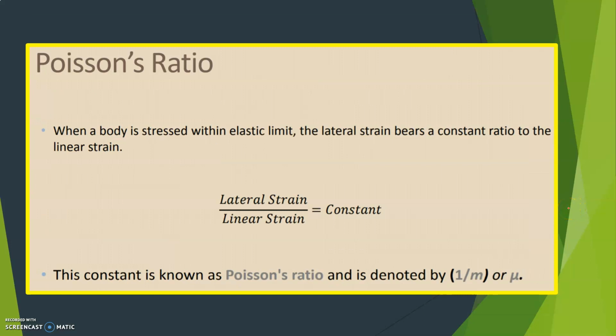Then Poisson's ratio. When a body is stressed within the elastic limit, the lateral strain bears a constant ratio to the linear strain. That is, Poisson's ratio is the ratio of lateral strain to linear strain. Here I have written lateral strain divided by linear strain is equal to a constant, and this constant is Poisson's ratio. It is denoted by the symbol 1 by m or mu. It is called mu. So these terms you always have to remember. Poisson's ratio is the ratio of lateral strain to linear strain.